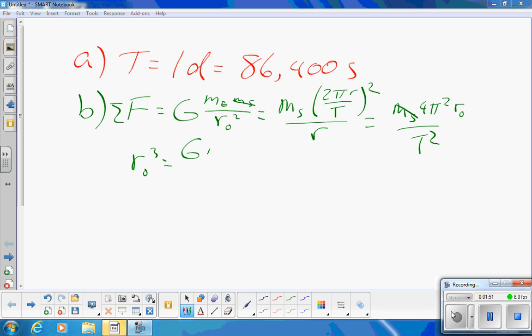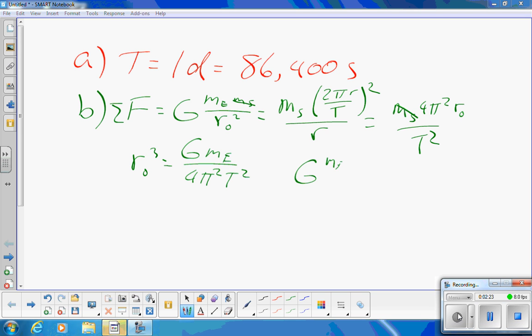G M E over 4 pi squared T squared. That's not right. Okay, let's do some algebra. 4 pi squared is on the bottom, T squared is on top. That's not right either. Okay, we're already in trouble. Why does this look funny? Okay, the T squared is not there, so you're gonna watch me fumble. I have to actually write this out and not do it in my head.